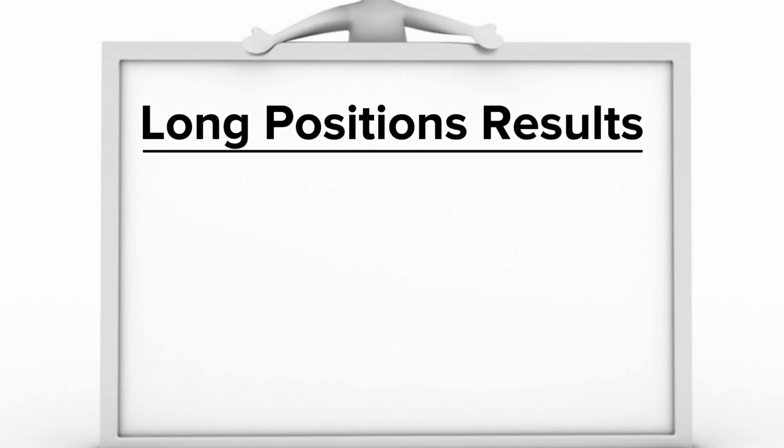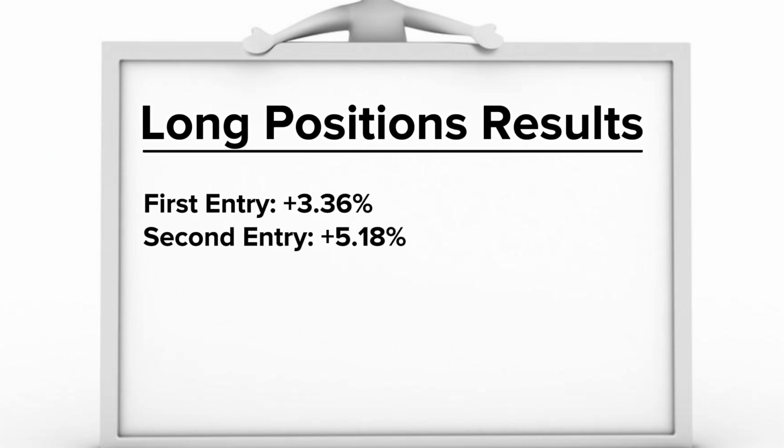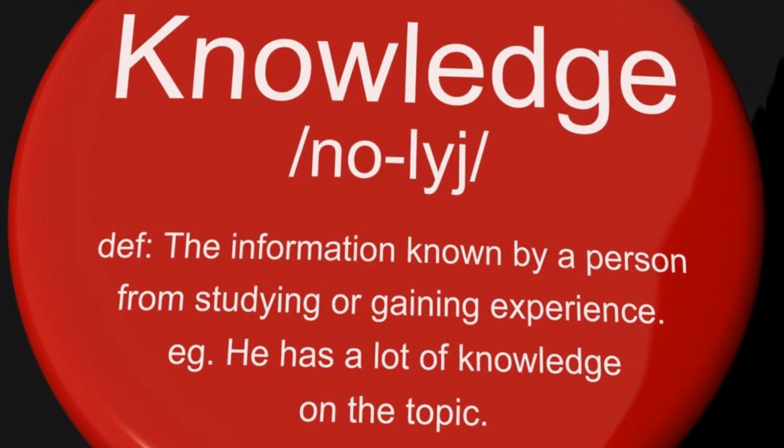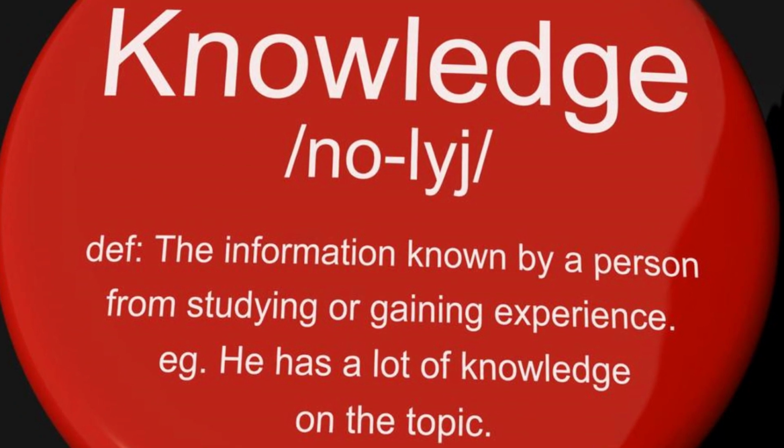All of our 3 long positions gave us a profit of 3.36%, 5.18%, and 3.79%. Not bad, right? After these 2 examples on Euro-USD, you must have an idea of what support and resistance levels are, and how to enter a long or a short position after identifying these levels.